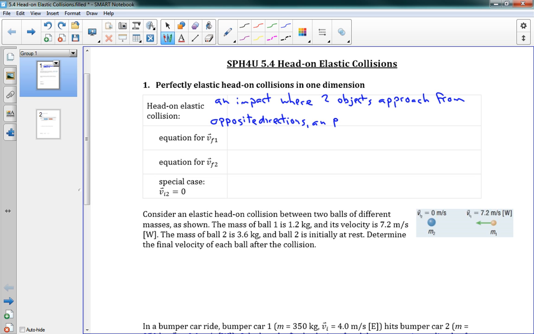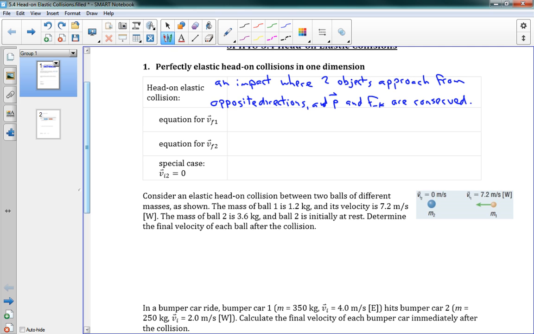and momentum and kinetic energy are conserved. Okay, so that's our head-on elastic collision. So two things coming right at each other, and they end up having momentum and kinetic energy conserved. Great. Now in this sort of a situation, we have some equations that we can use. And this is what I was saying on the previous lesson. These equations make our lives a lot easier.